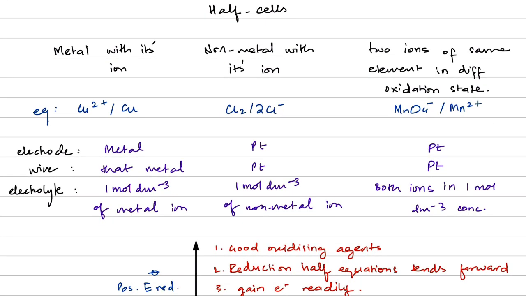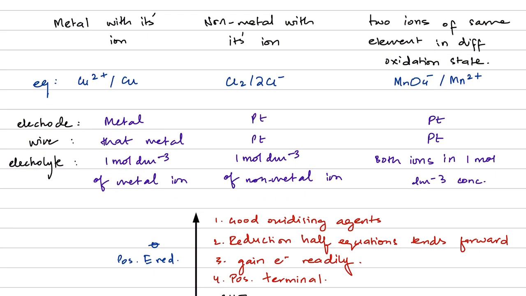There are three kinds of half cells. One half cell is where a metal is in equilibrium with its ion. Another is when a non-metal is in equilibrium with its ion. And the third is where two ions have the same element, but the same element is in two different oxidation states, and there's an equilibrium between them. In order to construct the first kind of cell, the electrode is made up of that metal, the electrolyte has the metal ion, and the wire itself is made up of the metal.